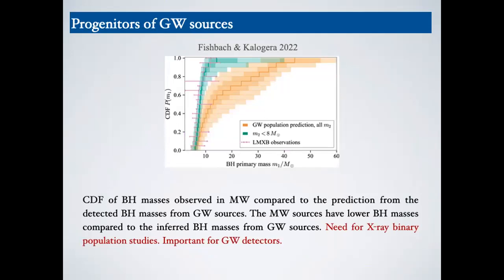So this is including O2. What we see is that we tend to detect more massive black holes compared to what we see in X-ray binaries. So now the question is, are we missing massive black holes in X-ray binaries? So we have to go and hunt for them.